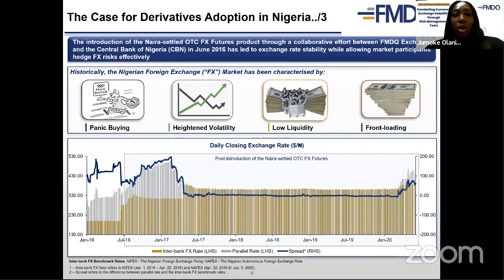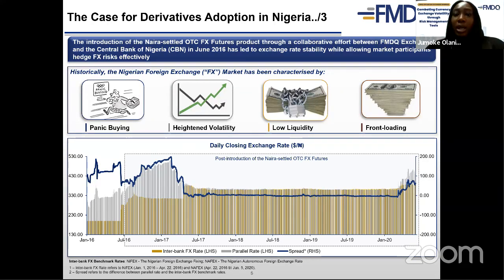And then we saw a period of stability all through 2017 into the end of 2019. And again, right now you can see the parallel market beginning to peak out again above those orange bars, which are the interbank market.